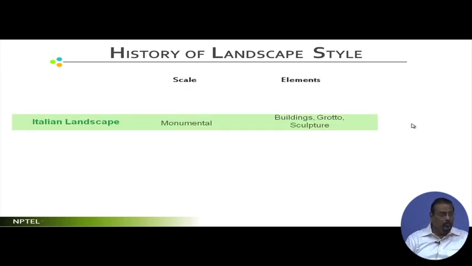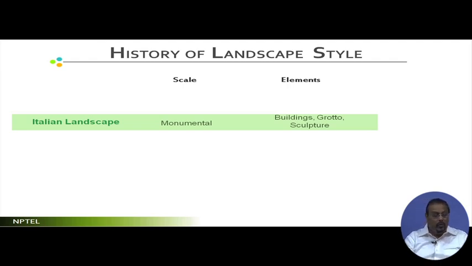Let's look at the scale. Italian landscape, it is monumental in scale. They were grand, they were large. And the elements were buildings, grottos, sculptures. In fact, if you compare with other landscape styles, in Chinese landscape, it is time that I also correlate with those kinds of landscapes. In the Chinese landscapes, you will find that such building was always there in very small form. In Japanese landscape, it was all in a low key. In Spanish landscape, the landscape entered into the building forms, in architectural forms. In Mughal landscape, they were sitting side by side, quite often almost absent.